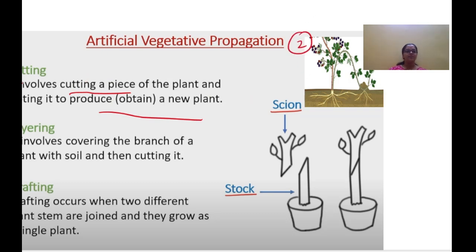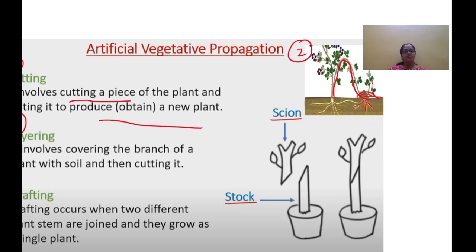The first one is cutting, the second one is layering. In layering, what happens, it is normally seen in the case of plants like jasmine, where we bend the branch down and cover the branch with soil. So after a few days, the roots will start developing and a new plant will develop. So this is known as the layering method. So layering means bending the flexible part of the stem into the soil, covering it and letting it grow into a new plant. The third and the last type of artificial reproduction is grafting.